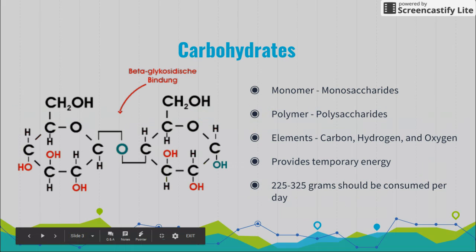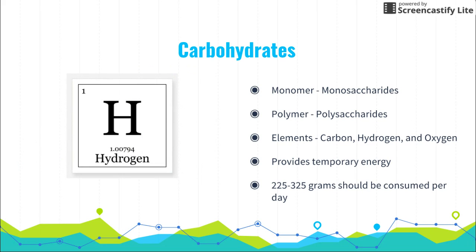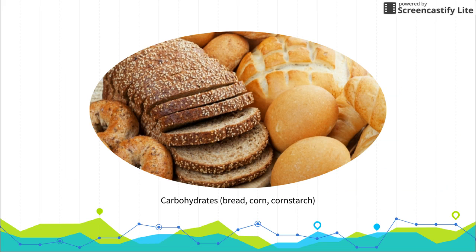Macromolecules, the structure and function. There are four main types of macromolecules. The first one is carbohydrates, which many refer to as sugar. The monomer is monosaccharides, the polymer is polysaccharides, and they are composed of carbon, hydrogen, and oxygen. Carbohydrates provide temporary energy, and you should consume about 225 to 325 grams per day. Examples of carbohydrates are bread, cornstarch, especially anything with starch.